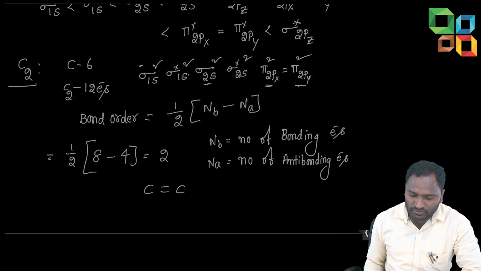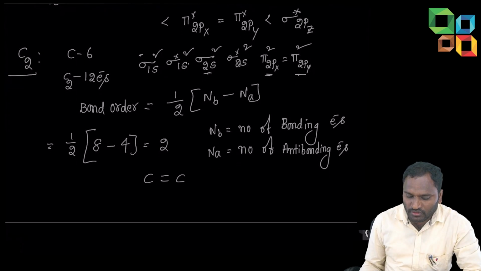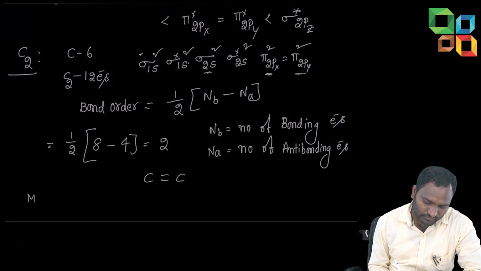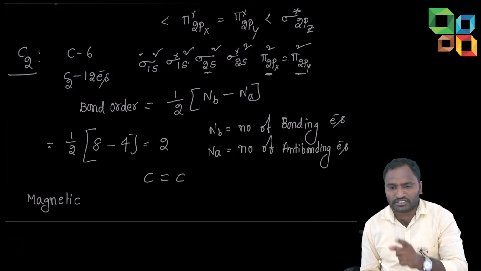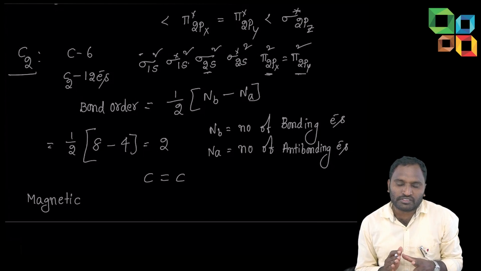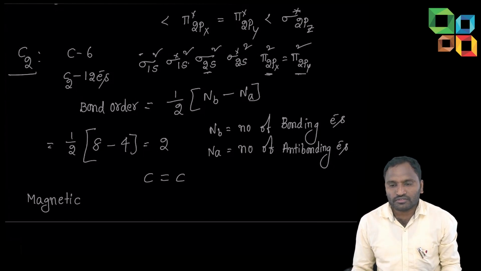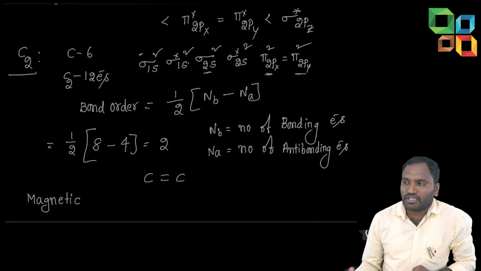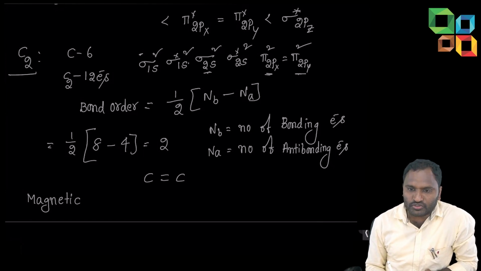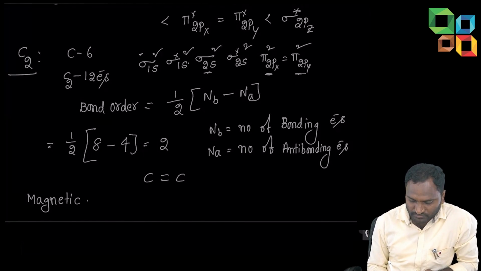And how to find out magnetic nature, students? Bond order is 2. Magnetic nature: if at least one orbital contains a single electron, it is paramagnetic. Otherwise, diamagnetic. If all the orbitals contain two electrons, it is diamagnetic. If any one orbital contains a single electron, then it is paramagnetic. Okay. Now tell me, students, is it diamagnetic or paramagnetic? Observe the electronic configuration and tell me.